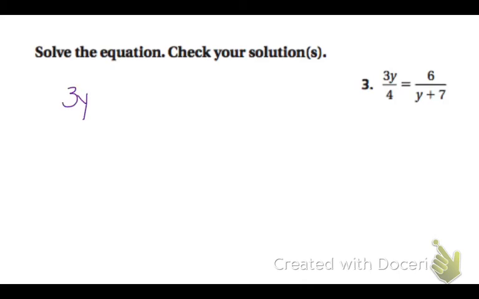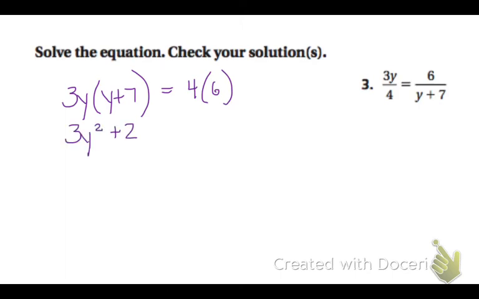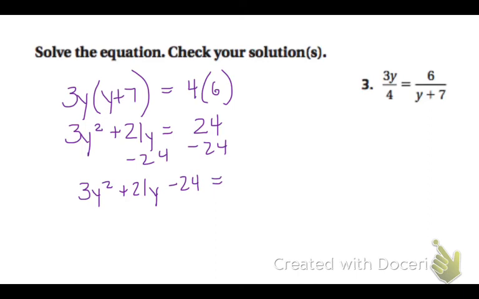All right, 3y times y plus 7, and 4 times 6. So 3y squared when I distribute plus 21y is equal to 24. So it's a quadratic. We'll have to subtract 24 from both sides. We'll get 3y squared plus 21y minus 24 is equal to 0.